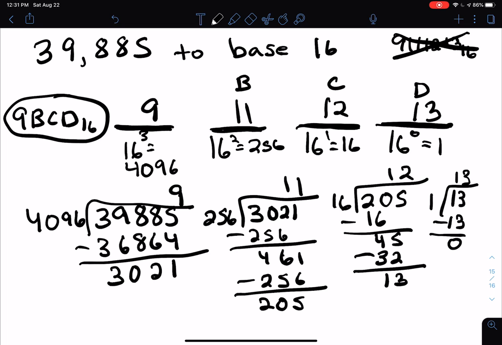So we have 9, B, C, D, base 16. I made sure to include my little 16. And there you have it. That was the last example I was going to do. Hope that is enough. If not, of course, you can always shoot me a message and I can make another short video. But that was it for changing bases.